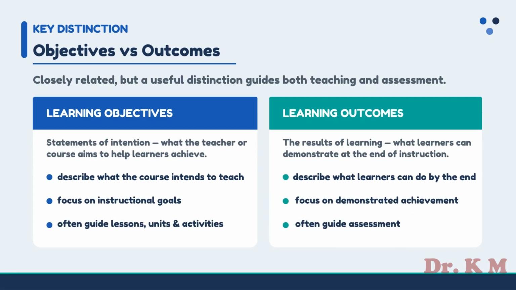Objectives versus outcomes, what is the difference? Although the terms are closely related, there is a useful distinction. Learning objectives are statements of intention. They describe what the teacher or course aims to help learners achieve. Learning outcomes, on the other hand, describe the results of learning. They focus on what learners will be able to demonstrate at the end of instruction.